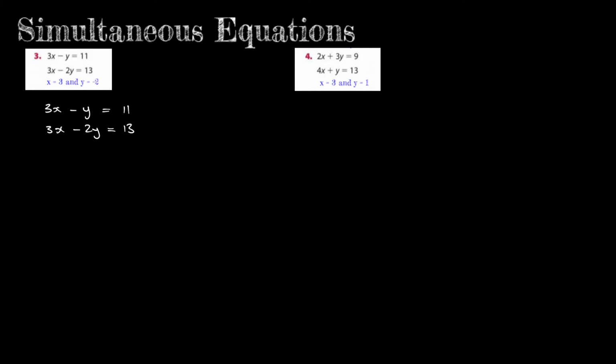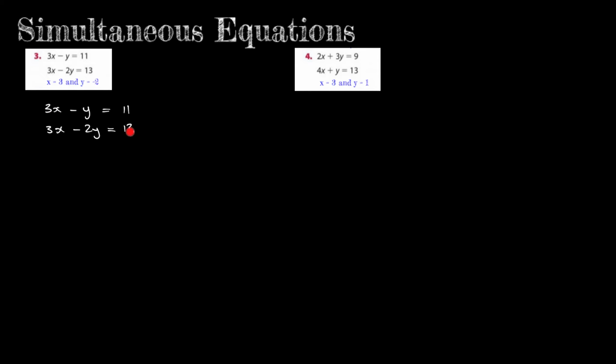So again, I've got two equations with two unknowns, x's and y's. I know from what I did earlier that I can add and subtract equations. And the whole idea of adding and subtracting the equations is that I can get rid of either the x's or the y's. So in this case, I can see that I have 3x and 3x. So I want to get rid of the x's. It'd be easy to get rid of the x's in this case.